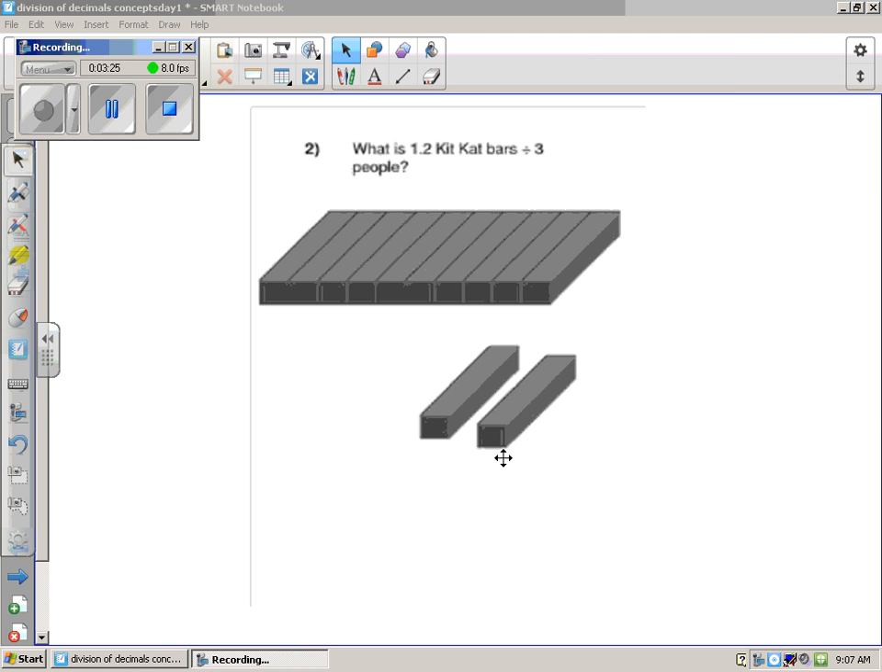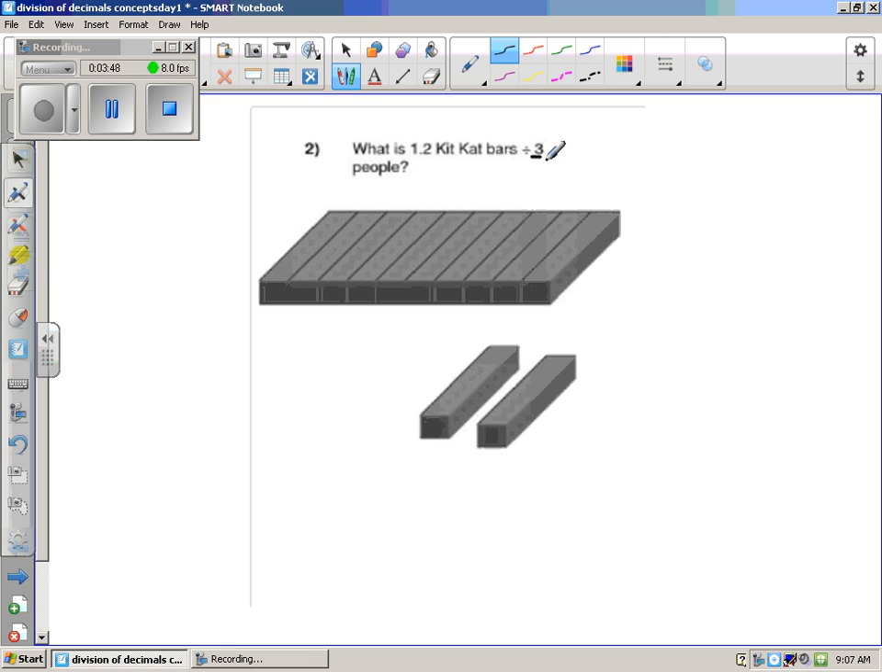Let's try this one. Now we're going to look at 1 and 2/10 of a Kit Kat bar, and we're going to divide that up between the three of us again. This is easier because there's a visual here. This is really what a Kit Kat bar looks like. But we're going to pretend that these are our base 10 blocks, the flat block, and these are going to be our rods. So what we decided to do was try to put them in groups of 3 people, because that's how we have to divide this up. And we looked at this in terms of these are each equal to 1/10.